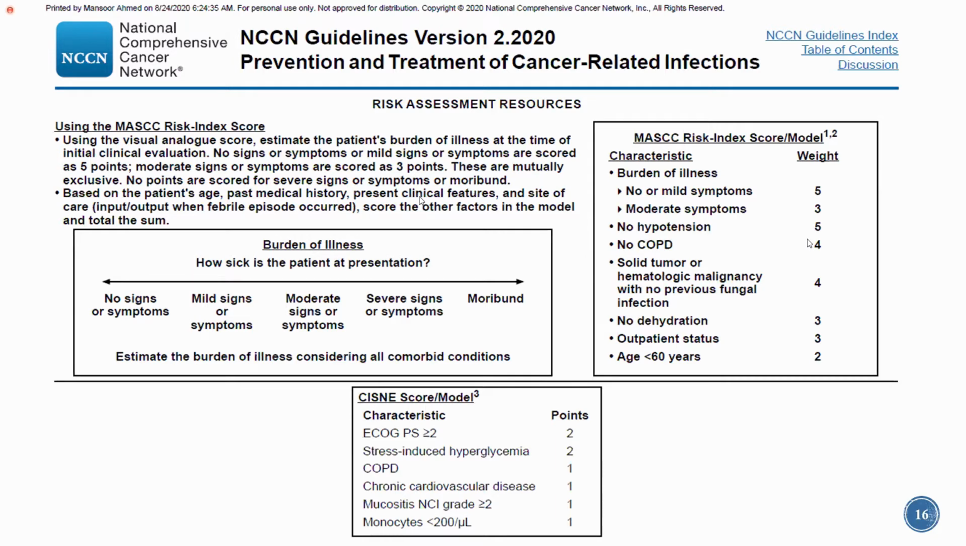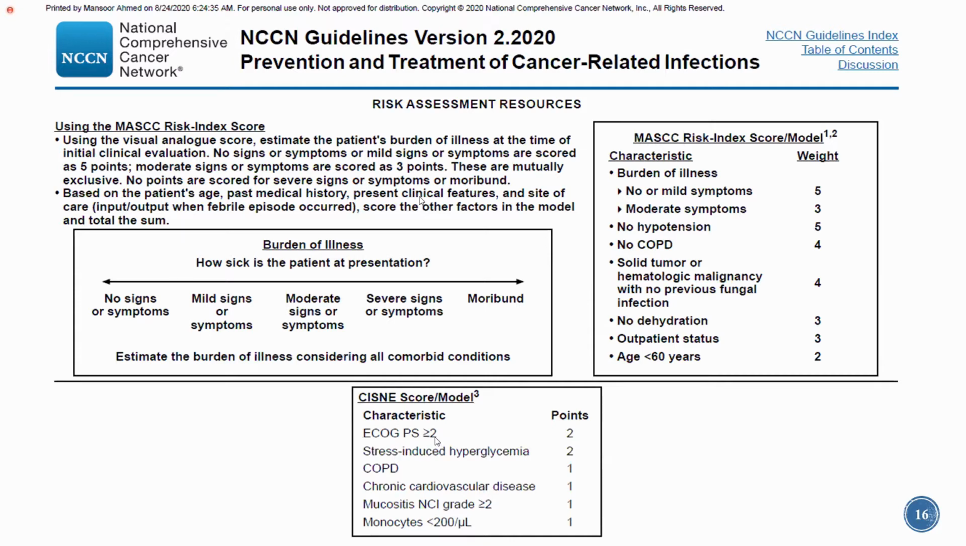So if this score is more than 21, then this is low risk. If the score is less than 21, this is high risk. NCCN guideline is recommending to use another scoring system, which is the CISNE score model, which includes ECOG performance status more than or equal to 2.